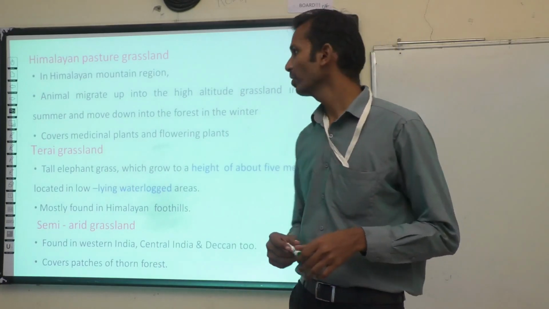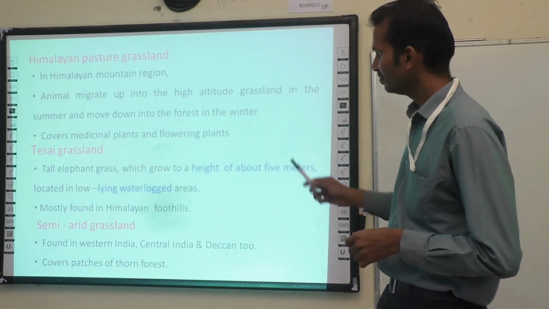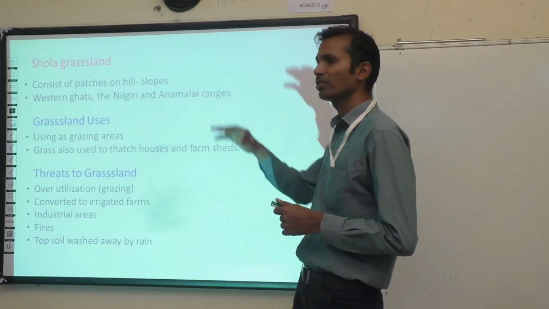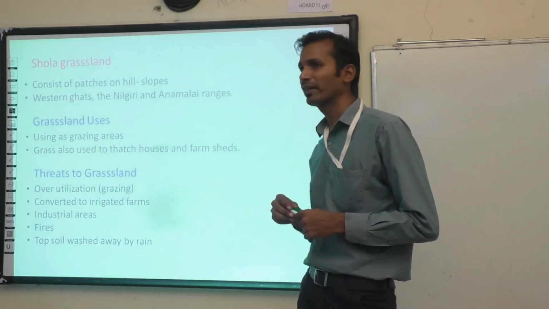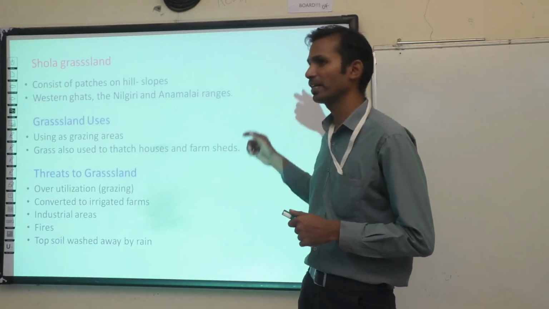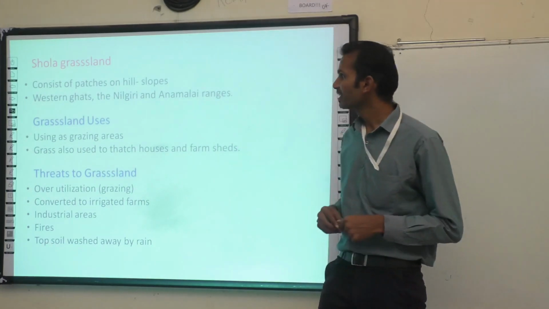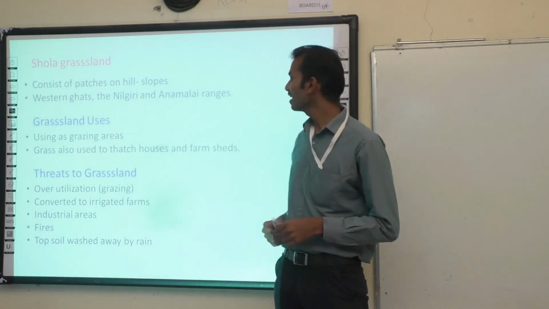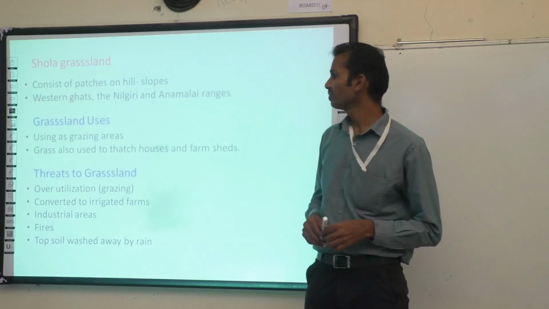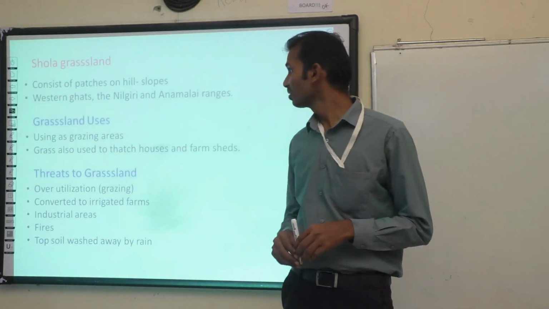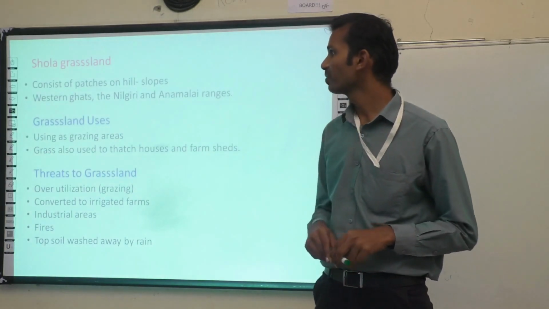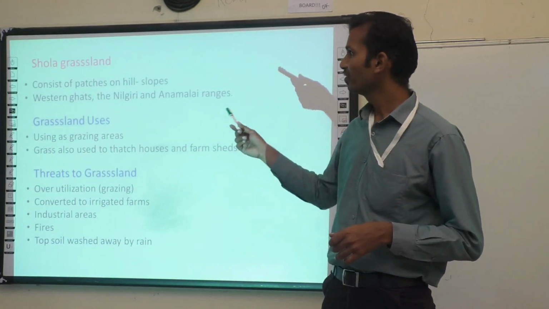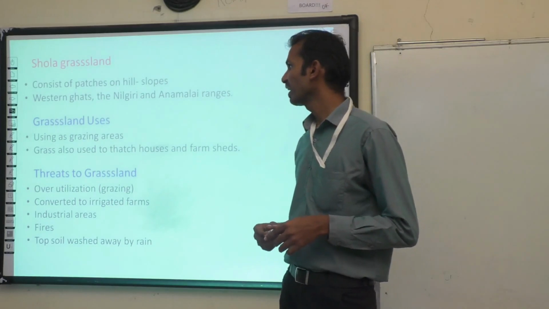The next one is Shola grassland. Here, on the hill slopes, we will find small patches of grasses. Those kinds of grasslands are called Shola grasslands. These grasslands are found in the Western Ghats, the Nilgiri area, and the Anamalai ranges. The Anamalai ranges are in Tamil Nadu; the Western Ghats also extend through Tamil Nadu and Kerala. Here we will find these kinds of Shola grasslands.